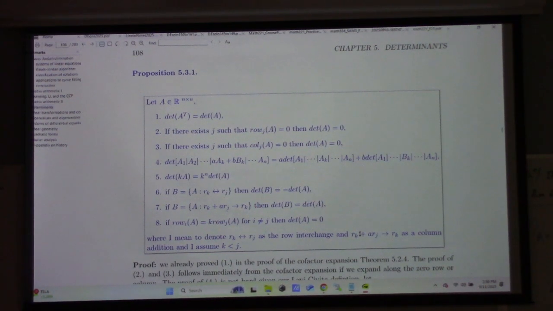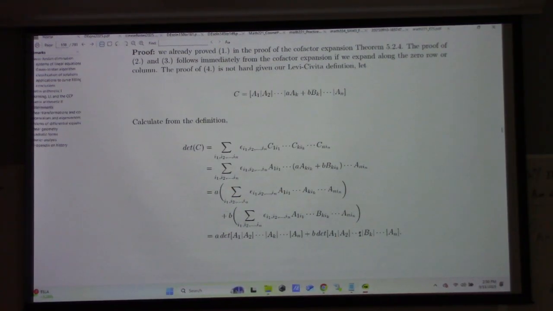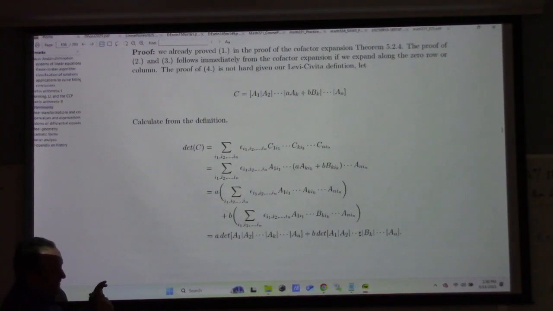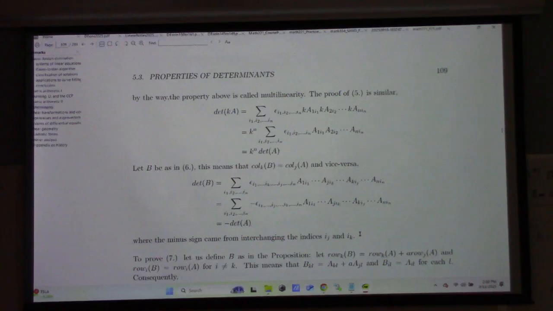So the proof of the linearity rule, the fact that you can break up across a sum in a particular column, pretty much follows immediately from the formula that I wrote down for the determinant and the linearity of the formula, but that doesn't help you guys. Let me just move on.